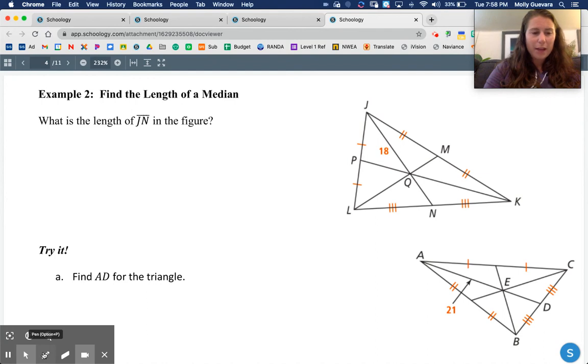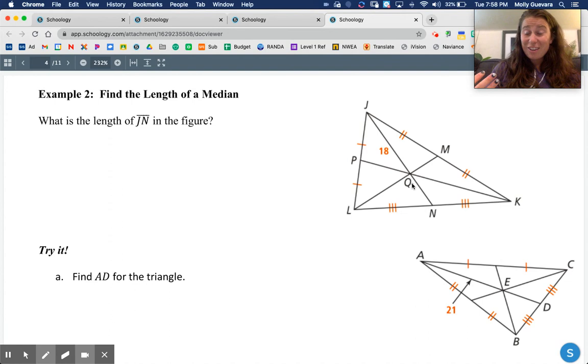So we're going back to remembering that when I have 3 medians that meet at a point, the shorter side times 2 gives me the longer side. So in this case, it's saying what is the length of J to N. So this whole length right here. Well, I don't know what the length of JN is, but I do know that JQ is 18. And I also know that if I take QN, so this short guy right here, and I multiply that by 2, it gives me the length of JQ.